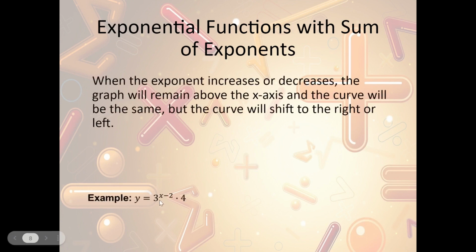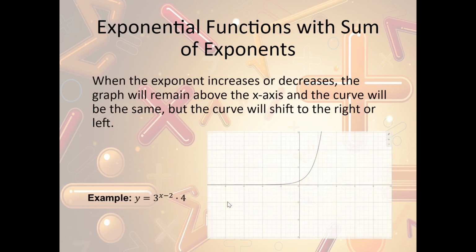Now what if it was 3 to the x minus 2 times 4? Well, same thing. We're going to slide it, but this time we're going to slide it to the right 2, because we always go opposite when we talk about exponents. So we slide it to the right 2, and it becomes this graph. It should look exactly the same as 3 to the x times 4, except we're going to slide it to the right.